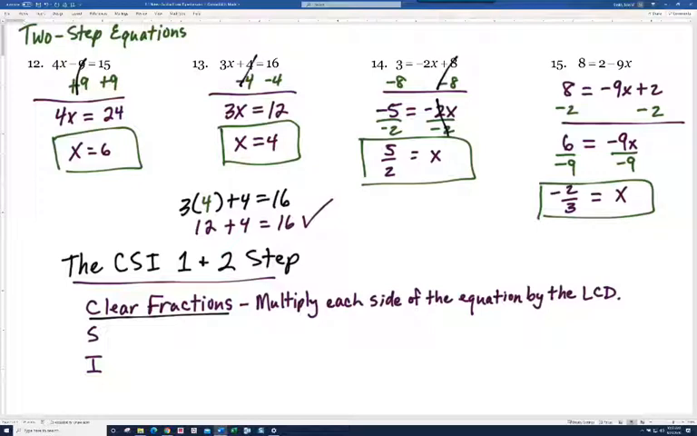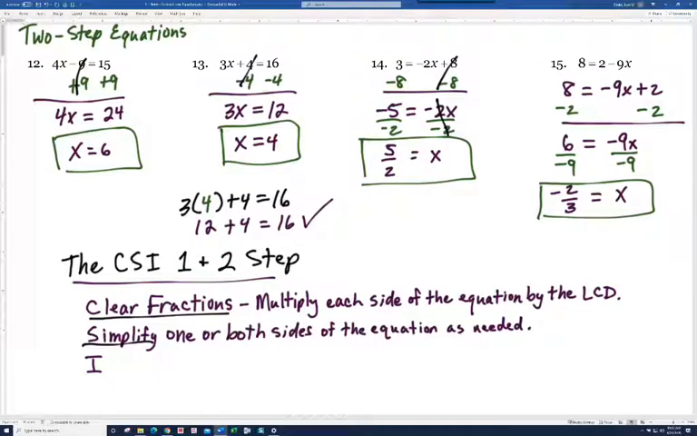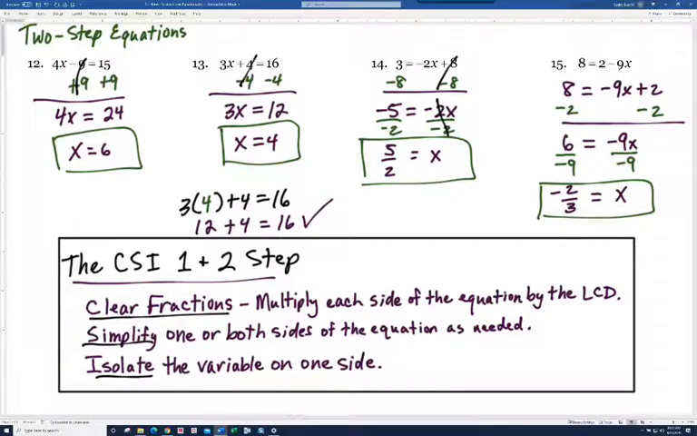So what do you think S and I would stand for? I'm guessing some of you may know. S stands for simplify. So basically we're going to simplify one or both sides of the equation as needed. And then the last step is going to be I for isolate, which means we're going to isolate the variable on one side. In other words, if the variable is on both sides, we need to get it on one side because we're trying to get that variable all by itself on one side at some point. So if you have x on both sides, that's not possible until you get rid of it on one side.